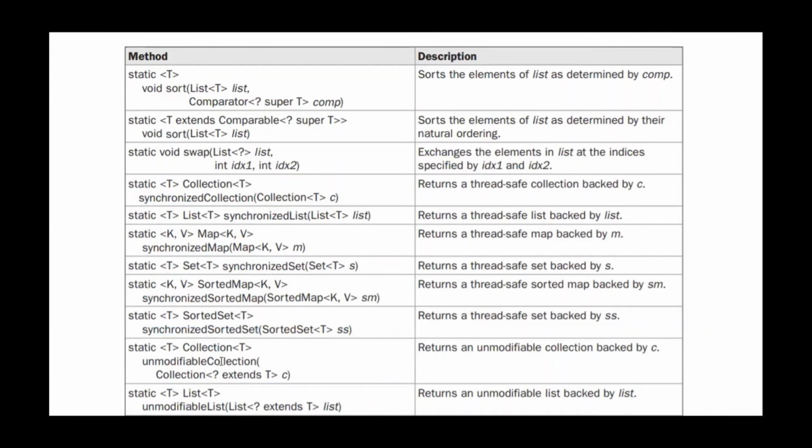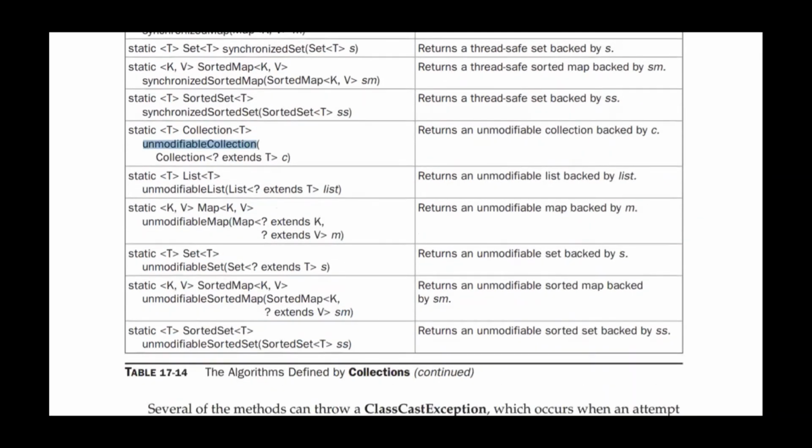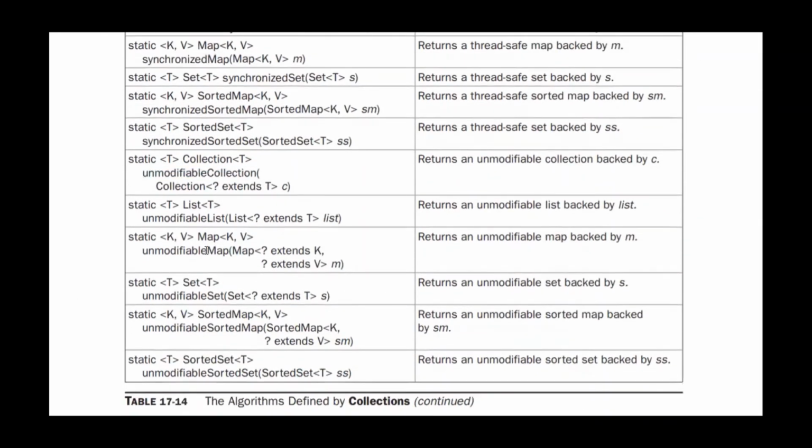Then unmodifiableCollection. It returns an unmodifiable version of the collection that we have passed. Then unmodifiableList is also available over here. So unmodifiable map, unmodifiable set, unmodifiable sorted map, unmodifiable sorted set. So among the collections, we can have an unmodifiable version, which means whatever it is returning, we cannot modify. Which means the object has become final.